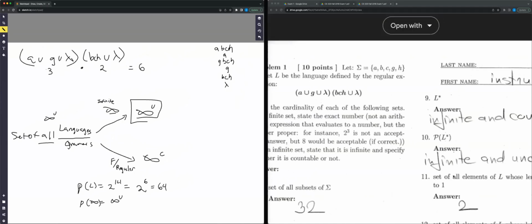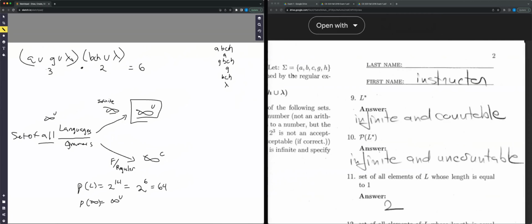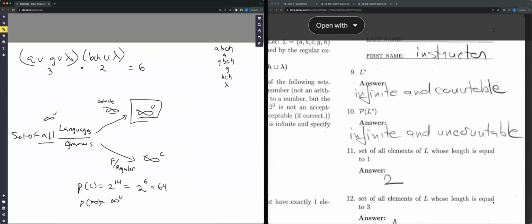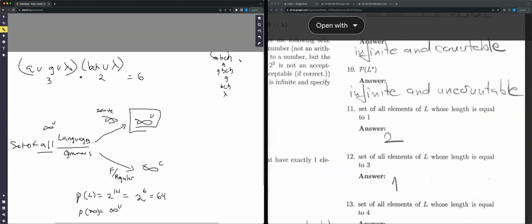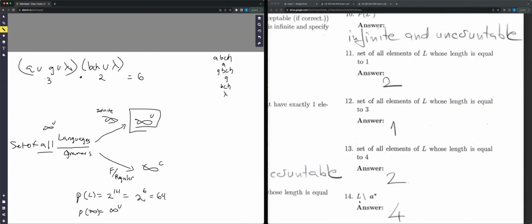And now it says the set of all elements of L whose length is equal to 1. There's only 2 of them, A and G, so my answer is 2. The set of all elements of L whose length is equal to 3. There's only 1 of them, so my answer is 1. The set of all elements of L whose length is equal to 4. There's only 2 of them, so the answer is 2.